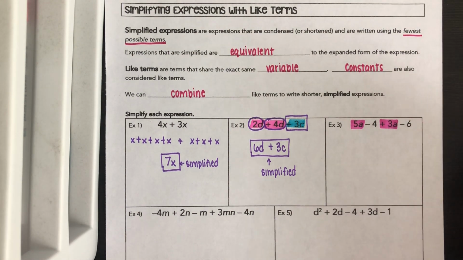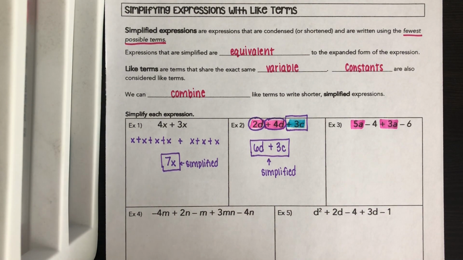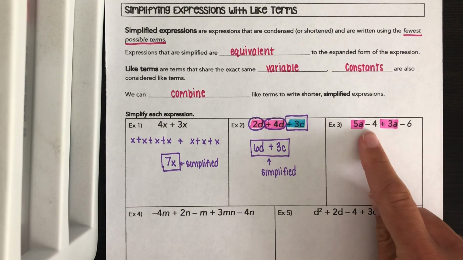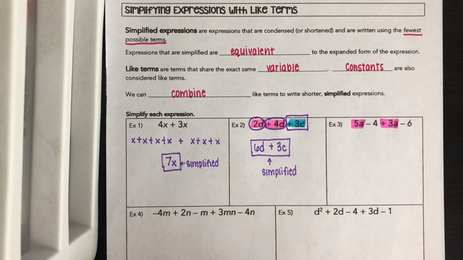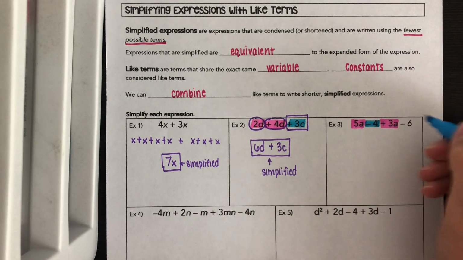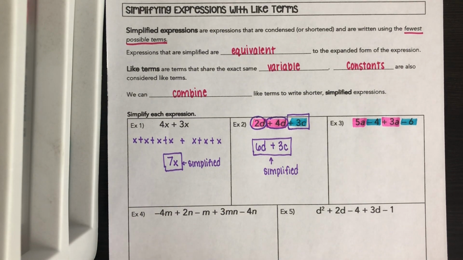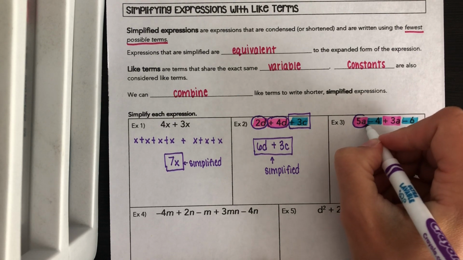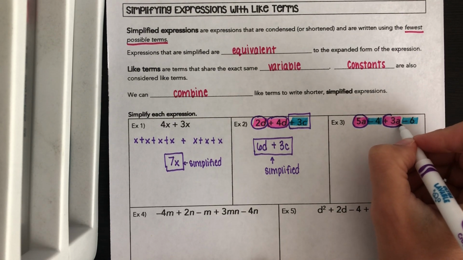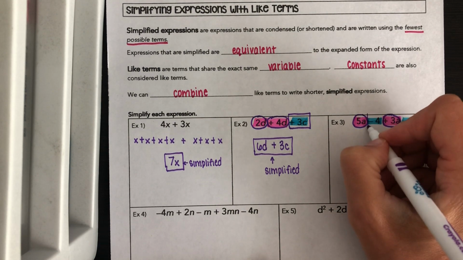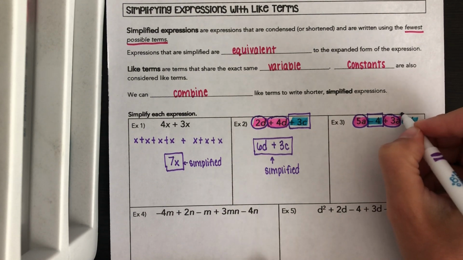So I'm going to highlight my plus 3a as well. These other terms that are remaining, negative 4 and negative 6, do not share the same variable, so they are not like terms. However, both of these terms are in fact constants, and we also know that constants are like terms. So I'm going to highlight those in the same color. If you guys are using just your pencil, I'm going to put a circle around my terms that share that same variable and put a box around my 2 constants.